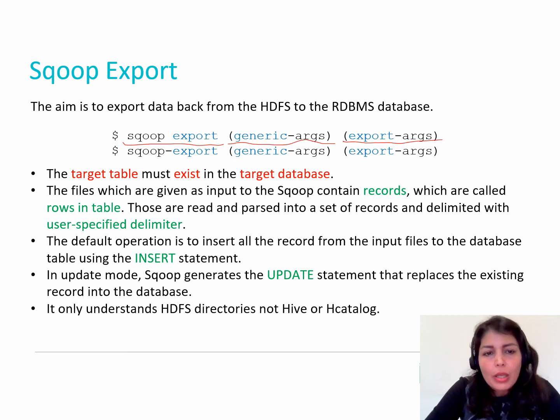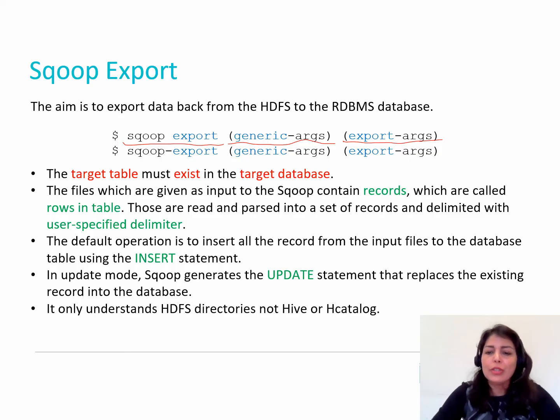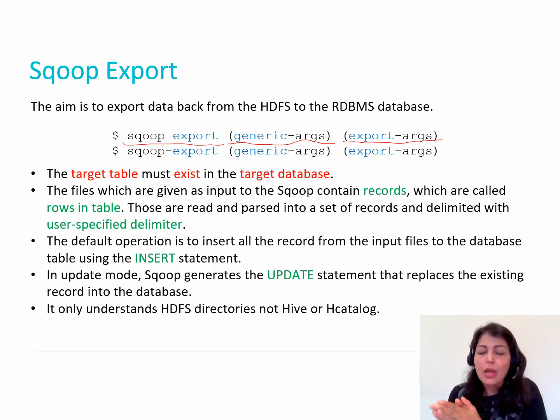What is really important, there are a few points that you need to pay attention to. The first one is, when you want to transfer data from HDFS to a traditional database, it's really important to make sure the destination table is available. This table must exist, otherwise you cannot do it. So this is the first important thing.